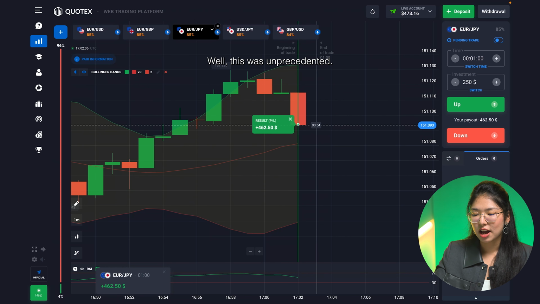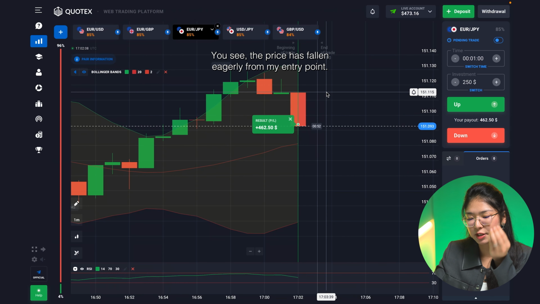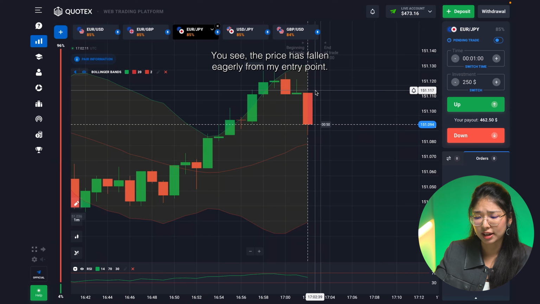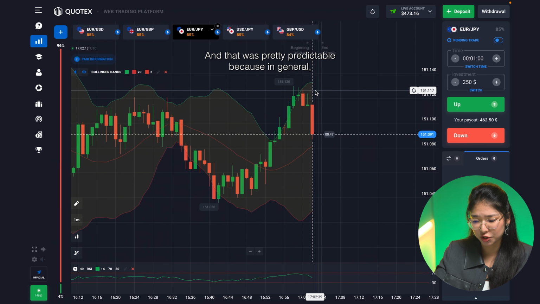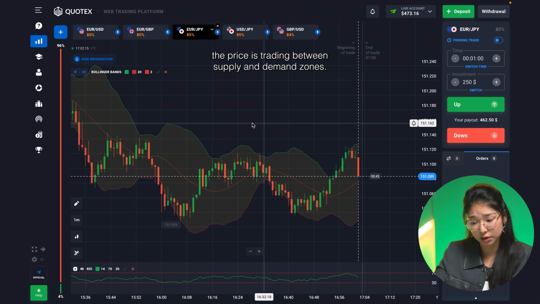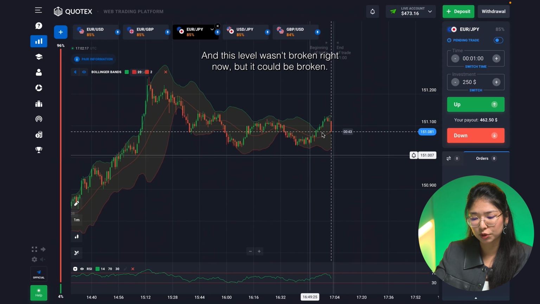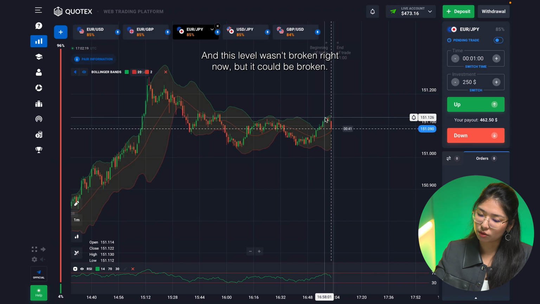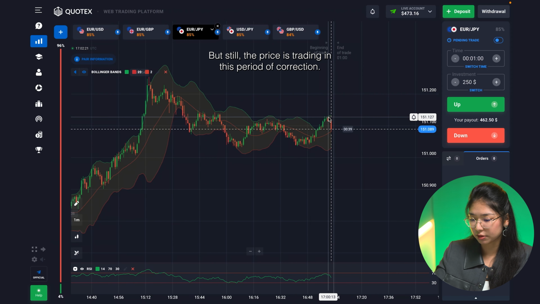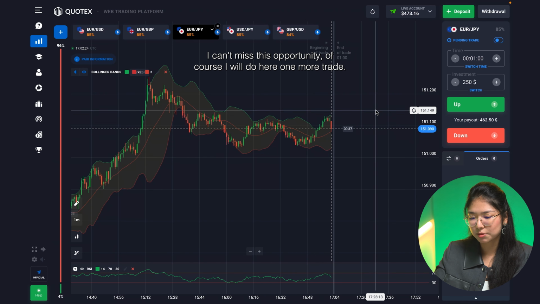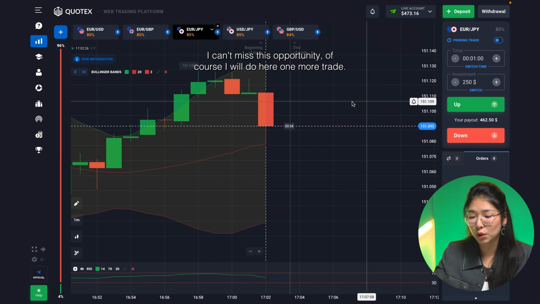This was unprecedented. You see, the price has fallen early from my entry point, and that was pretty predictable because in general the price is trading between supply and demand zones, and this level wasn't broken right now, but it could be broken. But still, the price is trading in the period of correction. I can't miss this opportunity, of course. I will do one more trade here.